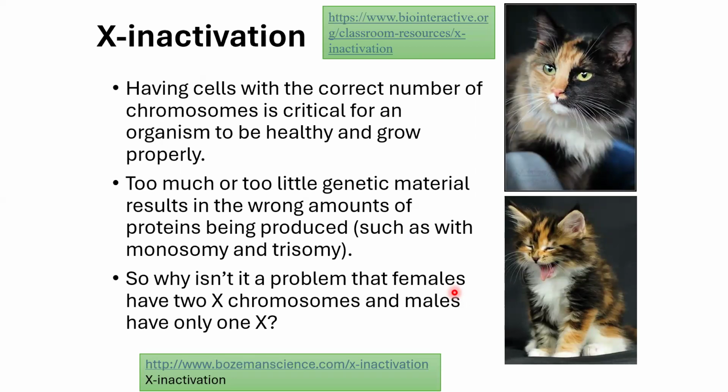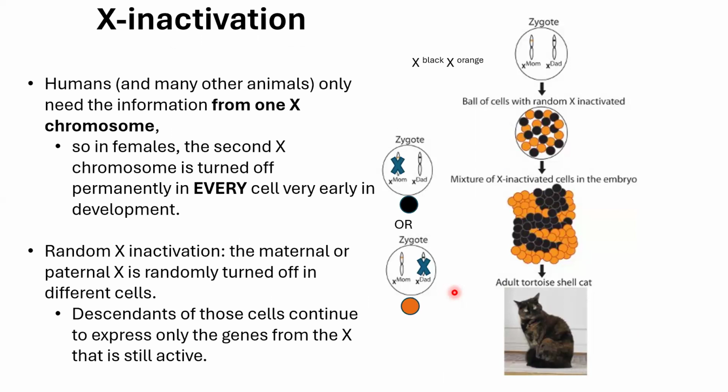That's because there's a process called X inactivation, where humans and many other animals only need one X chromosome for the information. So the second X chromosome gets turned off permanently in every cell very, very early on in development. In random X inactivation, the maternal or paternal one is randomly turned off in different cells. And descendants of those cells continue to express only the genes from the X chromosome that's still active.